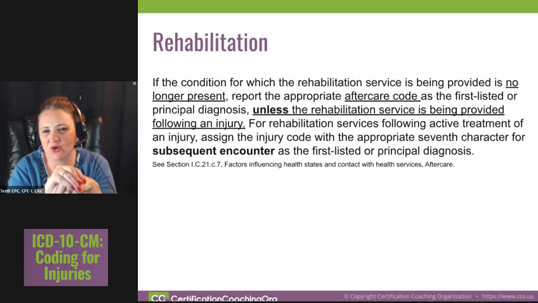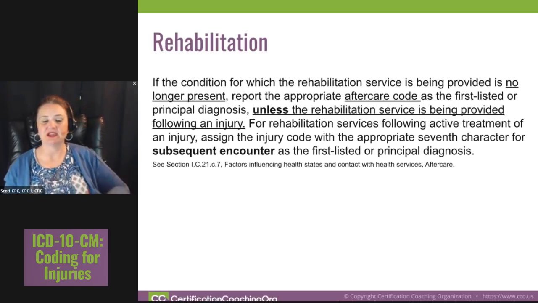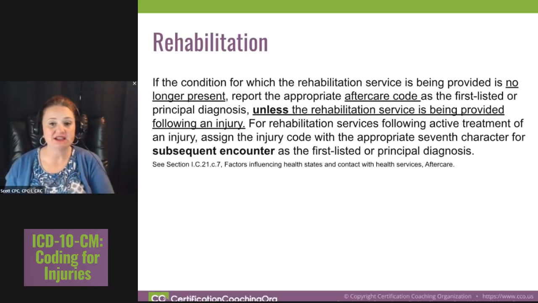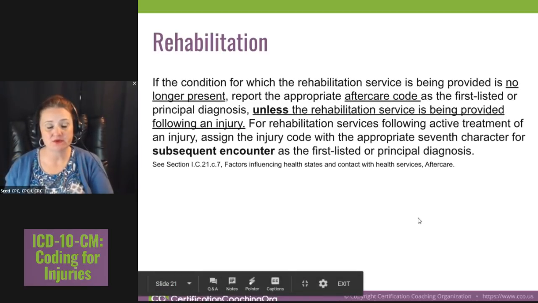Are you going to get a question like this on the CPC? Maybe not, but you might get it on a specialty exam, definitely. These are guidelines that absolutely you could be thrown, because you're being tested on the guidelines.